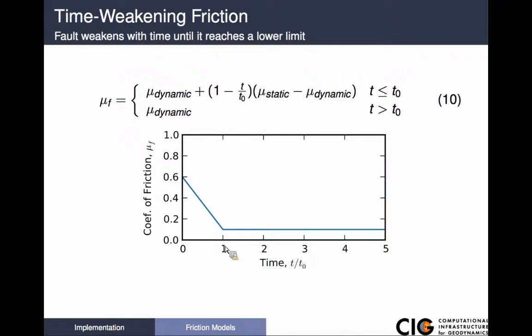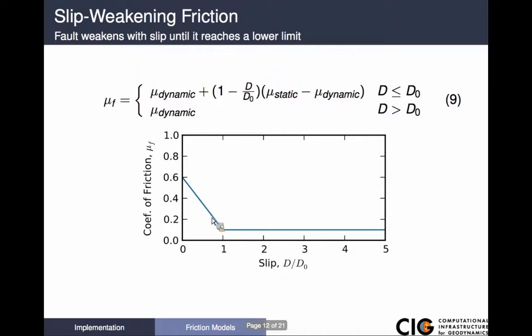Time weakening, we replace slip on the horizontal axis with time. And this is generally more numerically stable in dynamic simulations because you control how fast this weakening occurs, but there's no physical mechanism associated with this. There is thought to be some physical mechanism associated with the transition from static sliding to dynamic sliding over some distance of slip or length scale of slip.